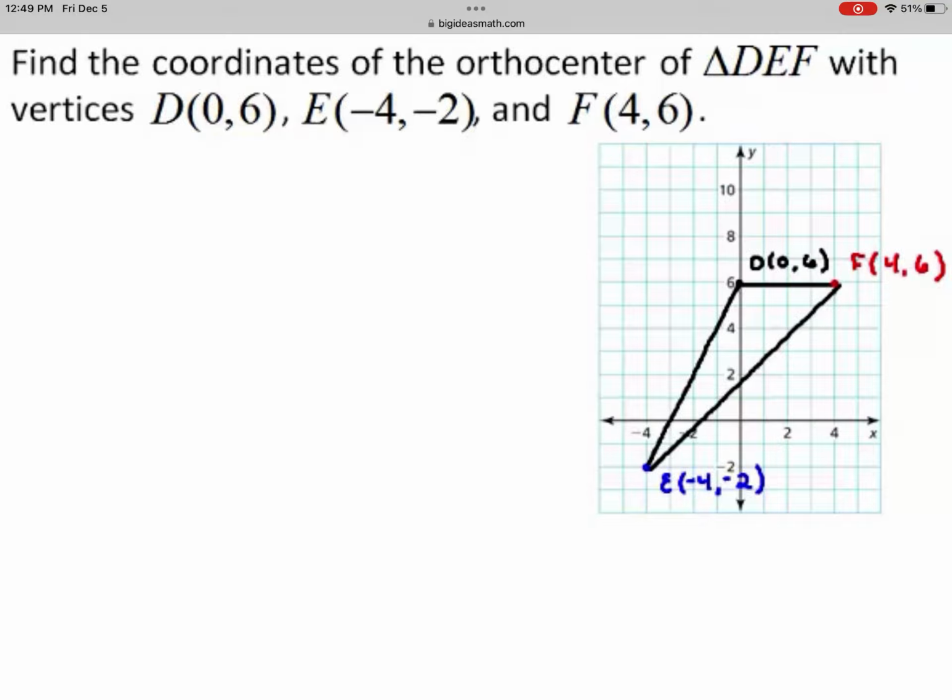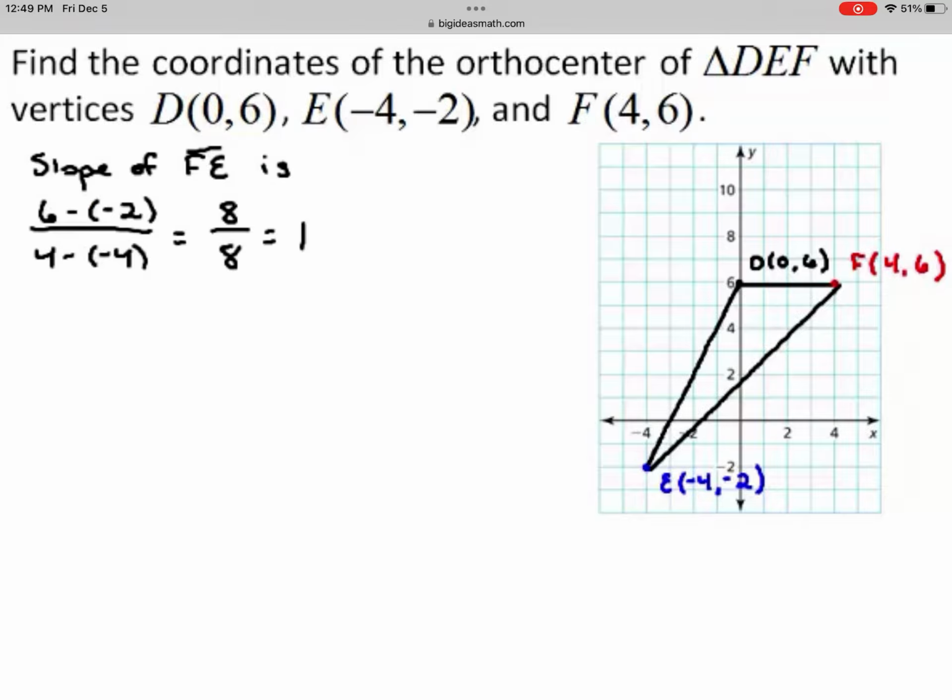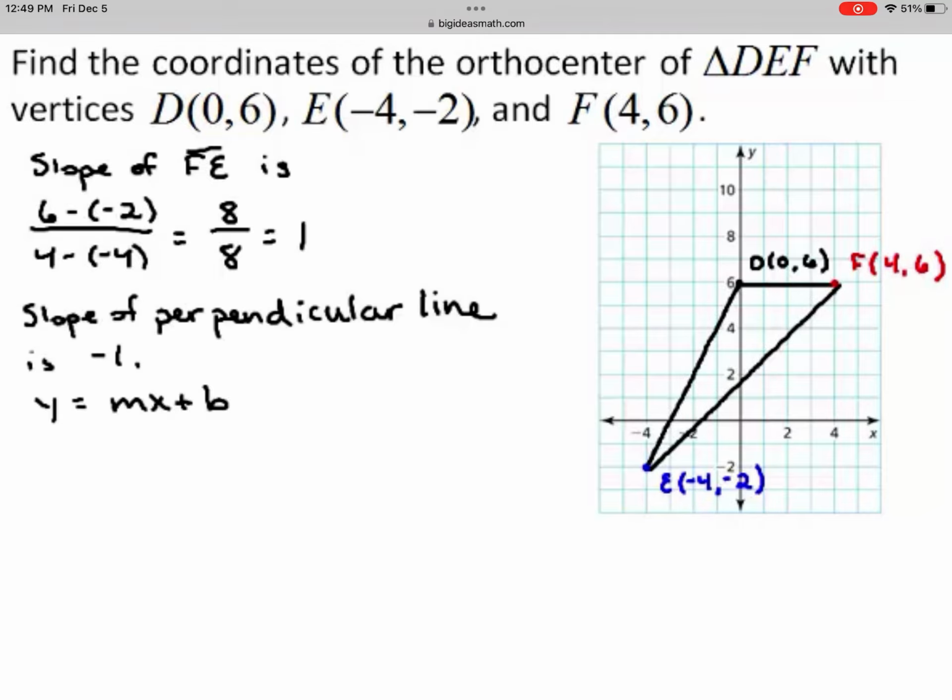First, find an equation from the point D to line segment FE that contains the altitude. So the slope of line segment FE is 6 minus -2 divided by 4 minus -4, which equals 8 divided by 8, which equals 1. So the slope of the perpendicular line is -1. Then use the slope-intercept form to find the equation of your line.